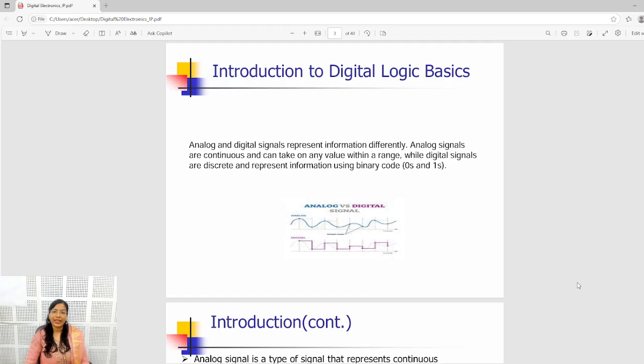So basically, analog and digital signals are those signals which represent information differently. Analog signals are continuous and can take any value within a range. Digital signals are discrete signals, and when we say discrete, we mean in terms of numbers. The information or the signal is represented using binary digits, which is either 0 or 1. We see here in the slide as well, analog versus digital signal. While the analog signal is seen to be a continuous waveform, the digital signal is in the form of pulses, or as I mentioned earlier, discrete 0 and 1.